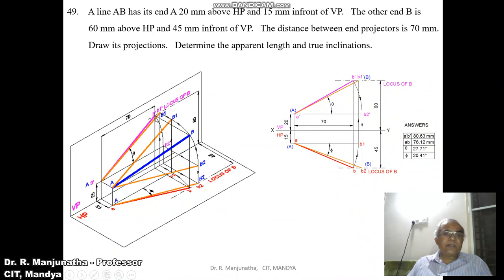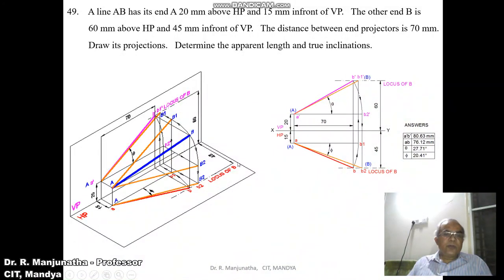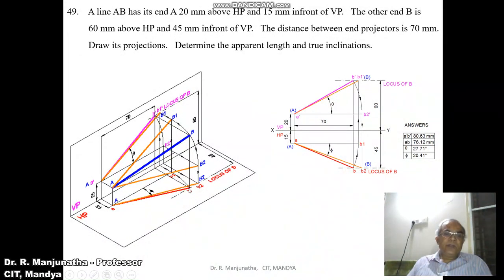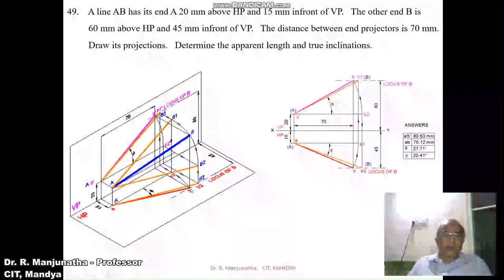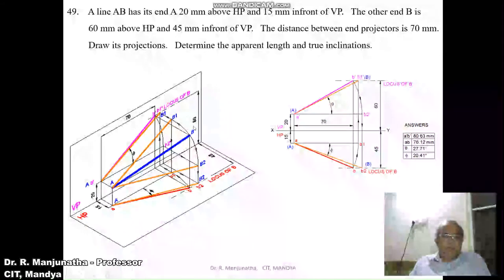Both are going to intersect on the locus of B in the front view and also the locus of B in the top view. So when you look from the front view, you are going to get this point as B dash, and from the top view, you are going to get this point as B. So join small a dash to B dash with a dark line and join A to B with a dark line. So this is the front view and top view, which is the one given in the problem.